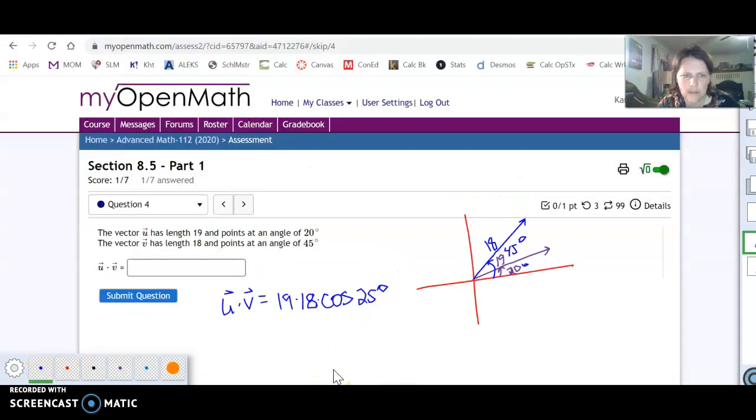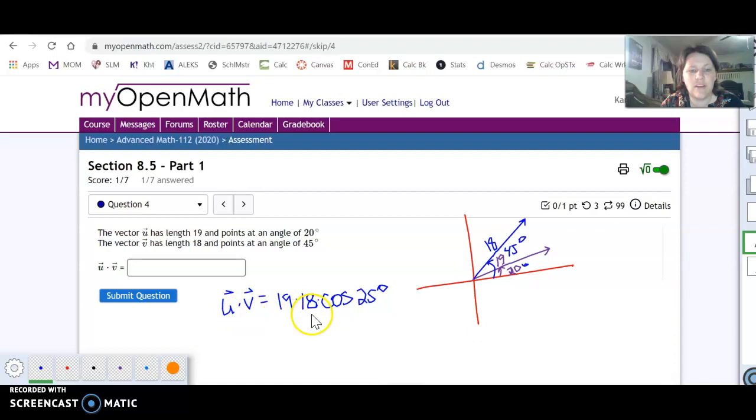Okay, real quick on this, my open math question. We have two vectors, u and v, where u is our purple vector. It has a length of 19 and points at an angle of 20. So that's 20 degrees from the x-axis. And then v has a length of 18 and is 45 degrees from the x-axis.